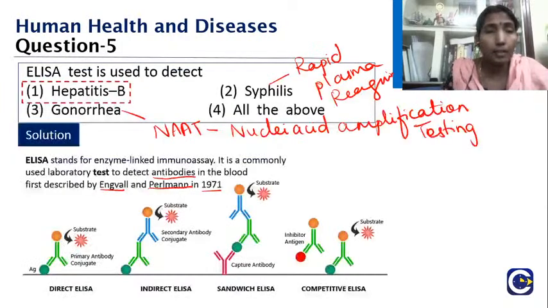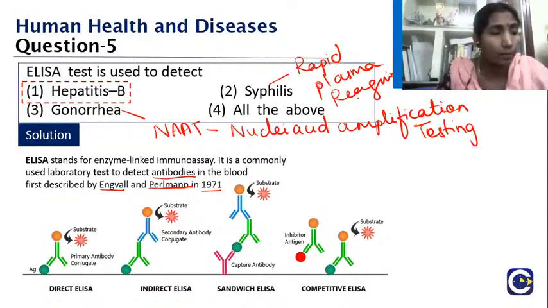No, ma, it cannot be the other one which you said, all of the above, because I have given the explanation. For hepatitis B, the antibodies that they find against that particular antigen, the ELISA test is used. Whereas for these two, we use these two tests actually.